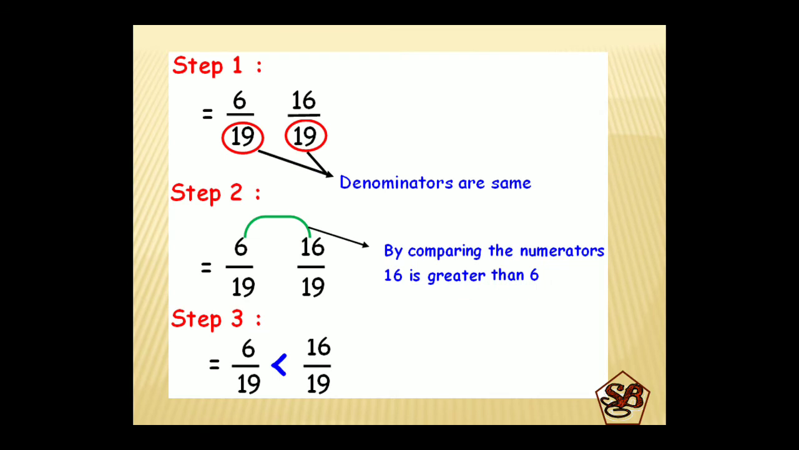Ordering of like fractions. These are very easy. Here, as you can see, in like fractions, denominators are always equal. That is 19 and 19. We have to compare 6 by 19 and 16 by 19. As denominators are equal, we will concentrate on numerators 6 and 16. Clearly 16 is greater. So 6 by 19 is less than 16 by 19.